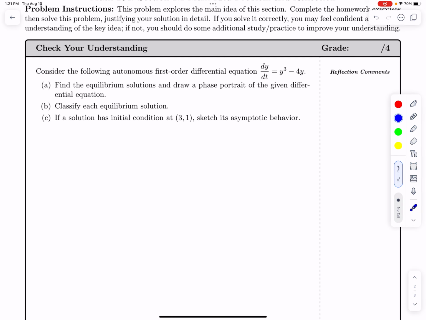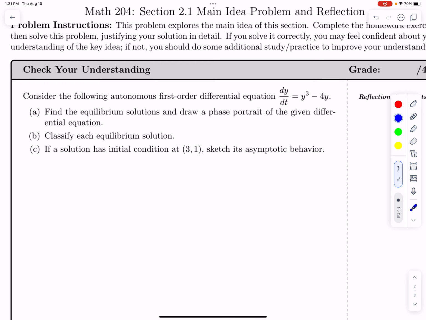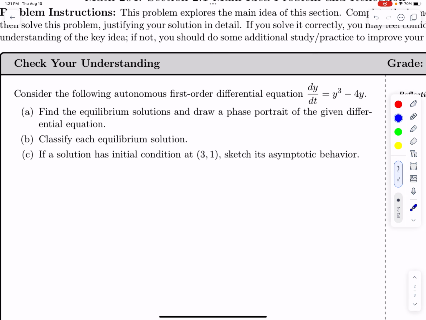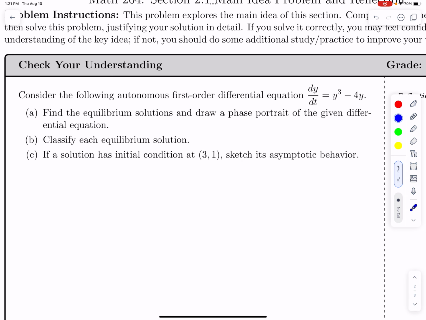Section 2.1 is focusing on autonomous first-order differential equations. You can see right here we've got an autonomous first order. And so what do we want to do? Find the equilibrium solutions, draw a phase portrait, classify the equilibria, and then draw a solution with initial condition (3,1). So let's start with part A, basically find the equilibrium solutions.